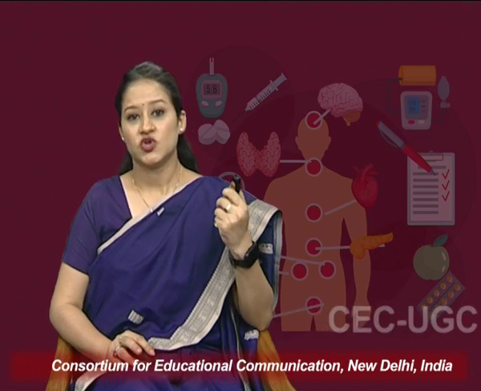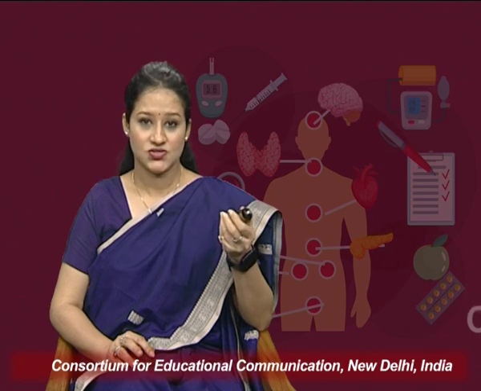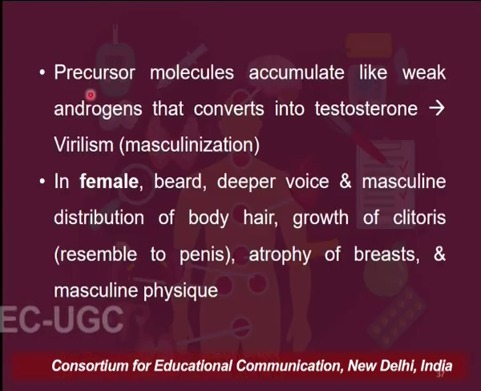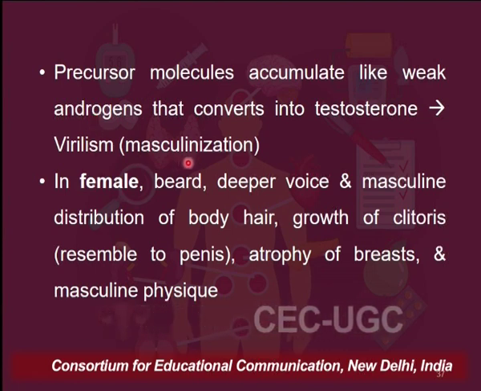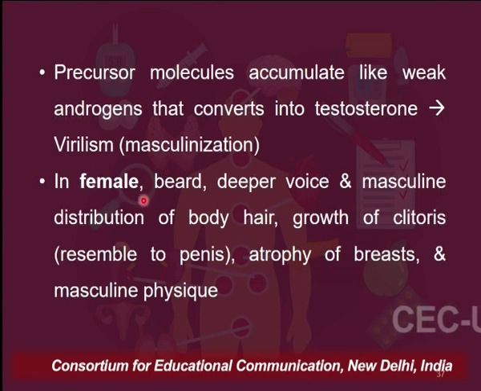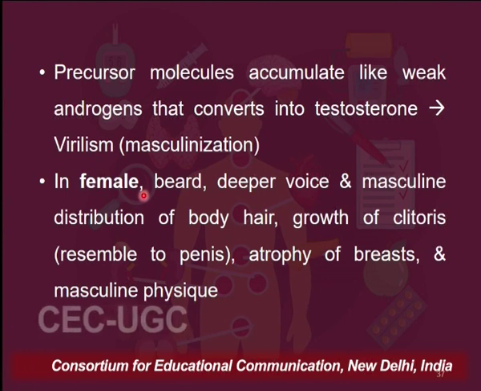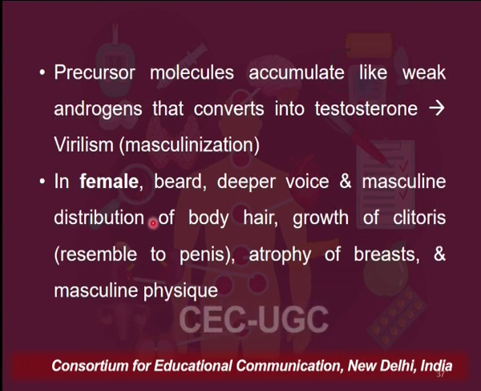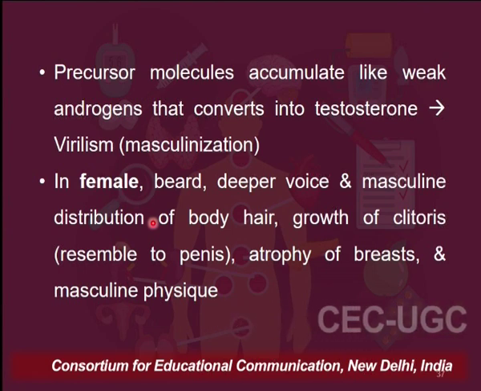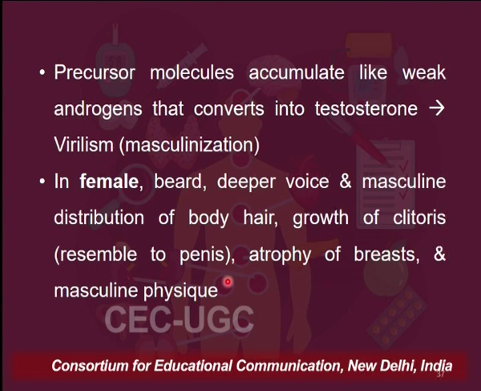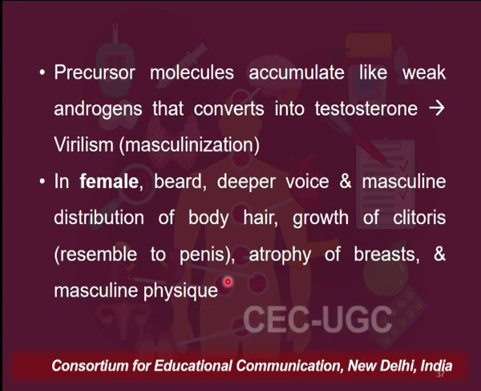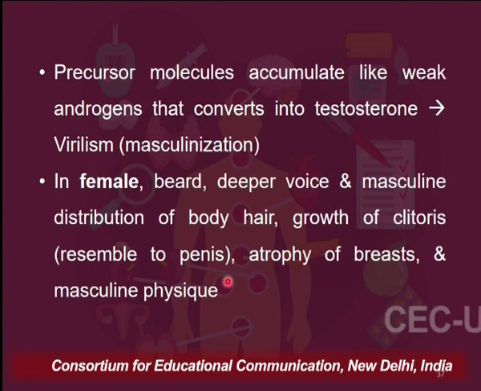So, what is observed in such patients? You will see that virilism is very common. Masculinization is observed in case of females. There will be beard, there will be deeper voice, masculine distribution of body hair. There will be clitoris growth similar to that of the penis. The breasts will get atrophied and the physique would be masculine.